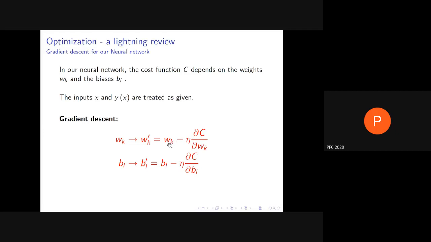So gradient descent, if you just look at the formula, is pretty straightforward. Wk at any given stage will change to Wk prime, which is Wk minus the learning parameter eta times the partial derivative of C with respect to Wk. So this looks pretty straightforward. Similarly, the biases Bl will change to new biases, which are the old biases minus the learning parameter times del C del Bl.